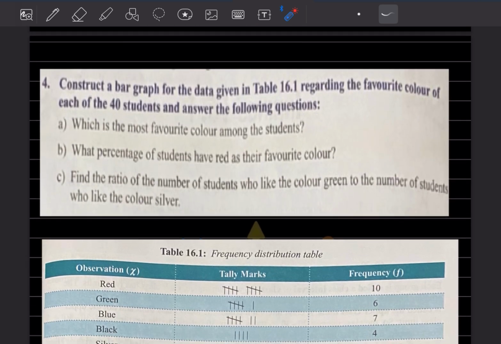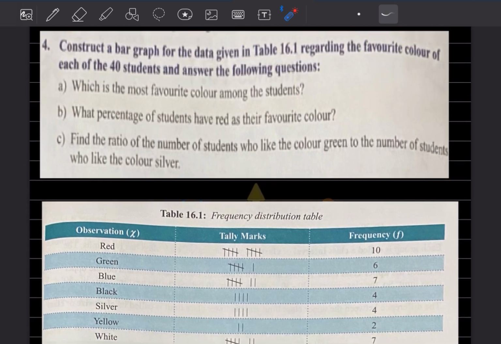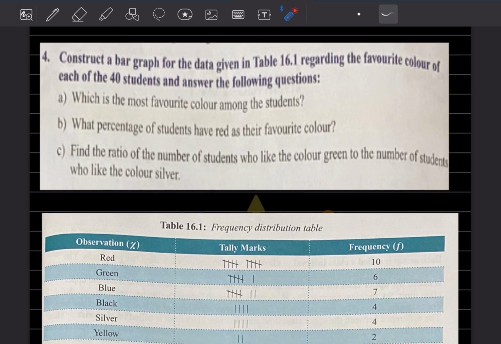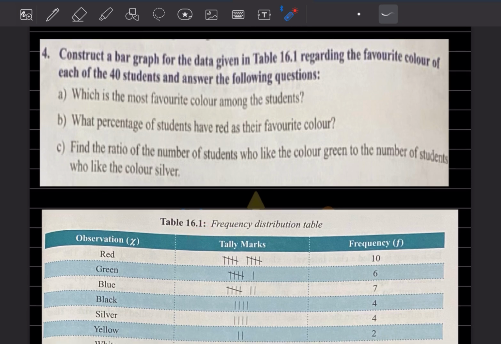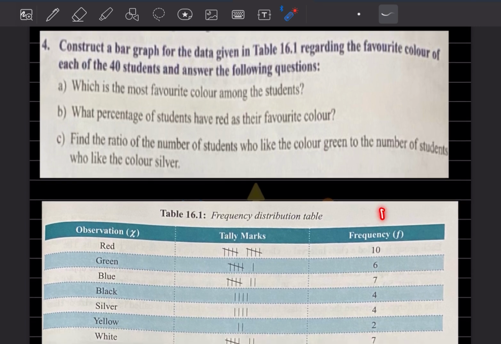Construct a bar graph for the data given in table 16.1 regarding the favorite color of each of the 40 students and answer the following questions. Which is the most favorite color among the students? So we have to construct a bar graph first. Now this is 16.1, already given in your book. This is the frequency distribution table. I've pasted that also here. On the basis of this frequency distribution table, we can construct a bar graph.